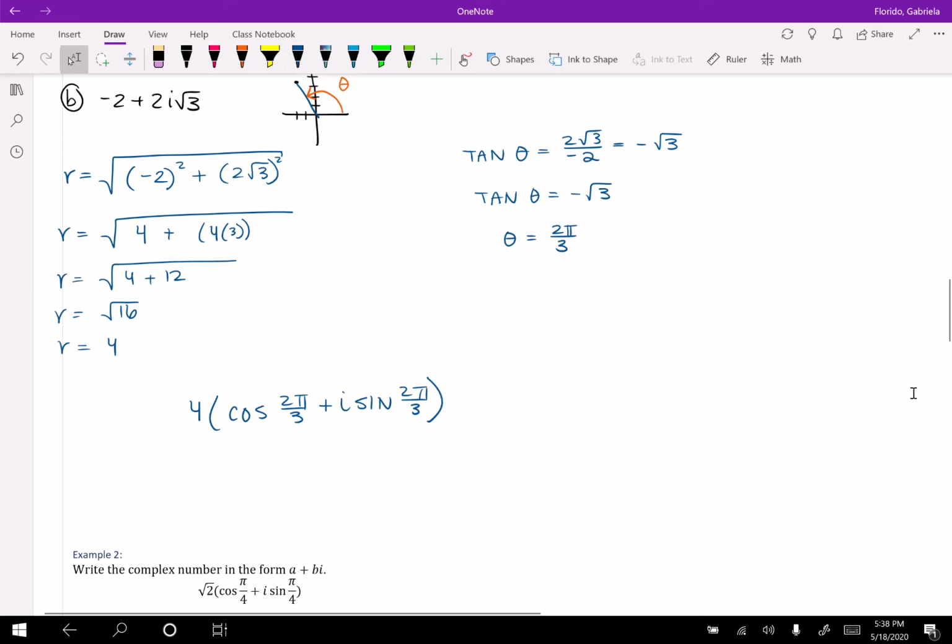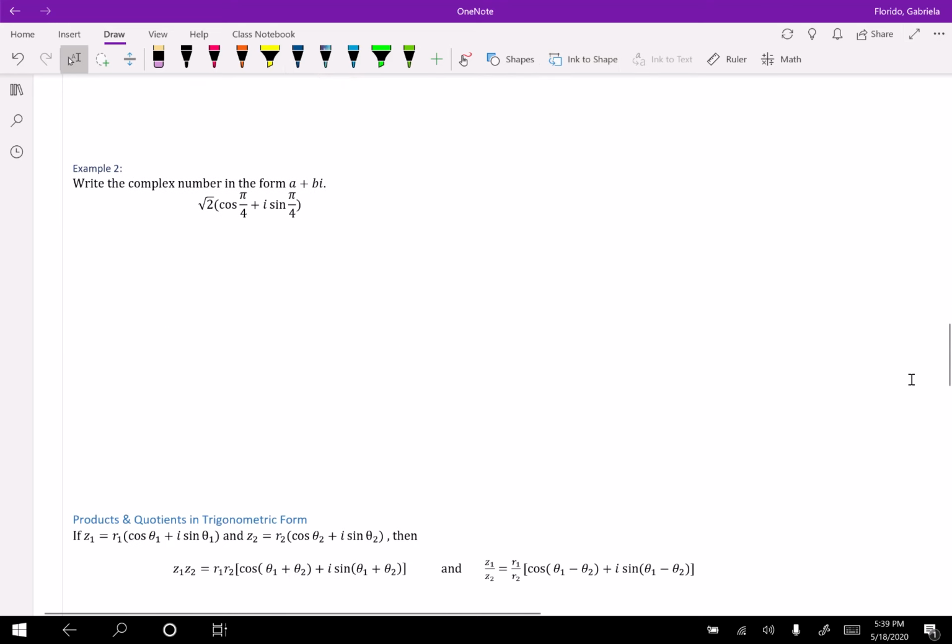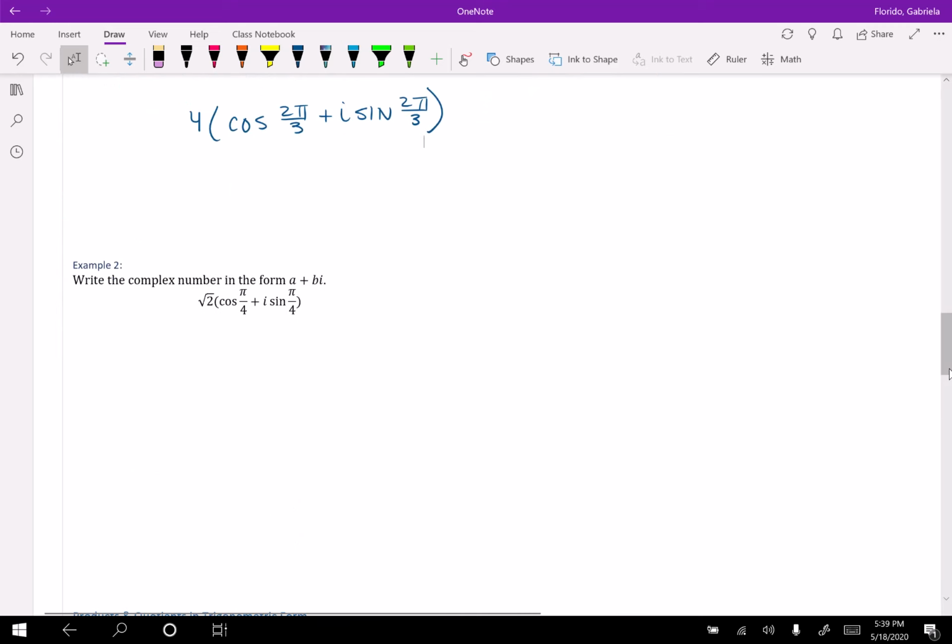So for example, then example 2 is pretty much doing that proving. And so we're going to be given something in trigonometric form, and we're going to go back and write it in complex number form. So write the complex number in the form a plus bi. And so we know that r is the square root of 2, and we also know that the argument is pi over 4. And so we're going to be having a complex number that is in quadrant 1, because again, the argument is pi over 4, which is in quadrant 1.